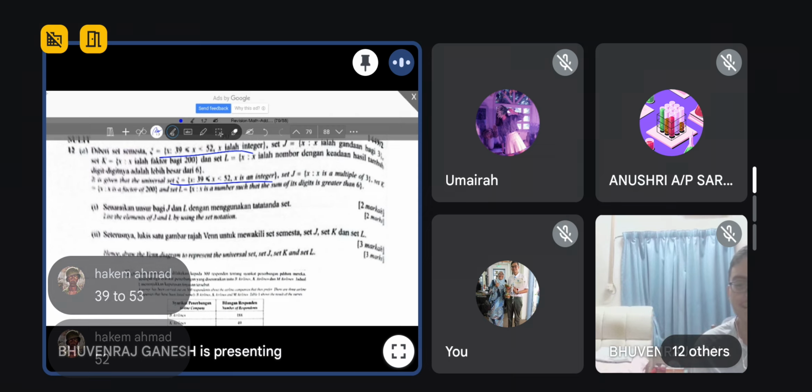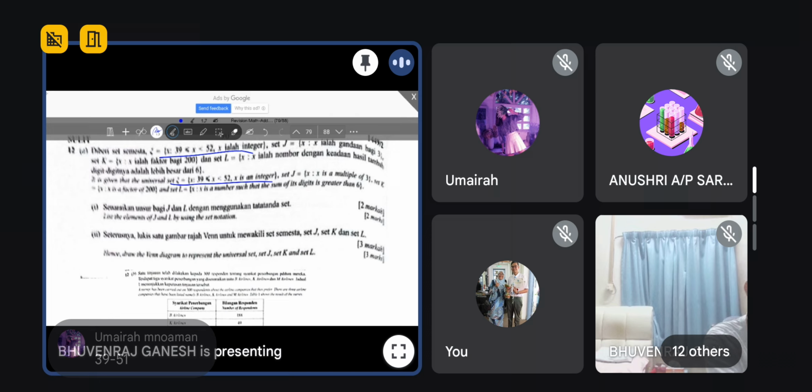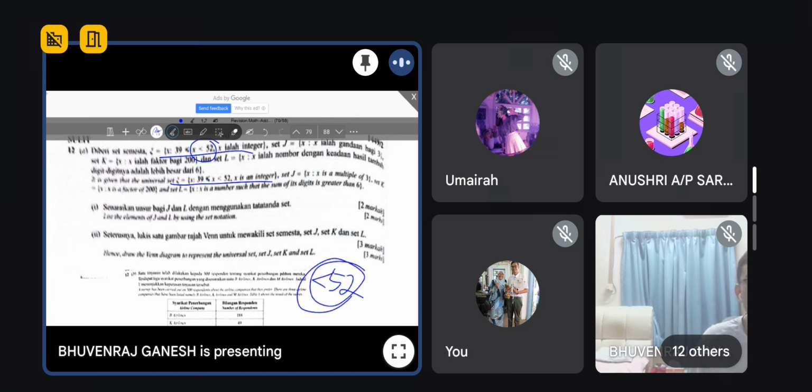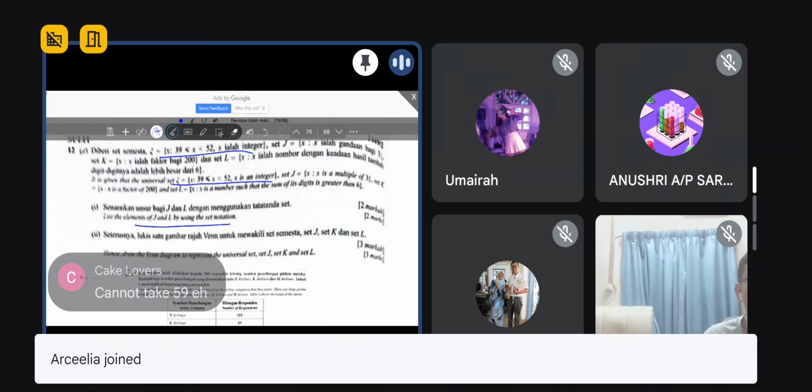Hakim, where got 53? No lah. Yes, Umaira correct. Guys, you see the symbol or not? Less than 52. Less than 52, how can you include 52? Tak boleh termasuk 52. So kena kurang 1. So the answer is you must list down from 39 until 51. Okay? Means 39, you list down one by one. Okay, senaraikan satu-satu.